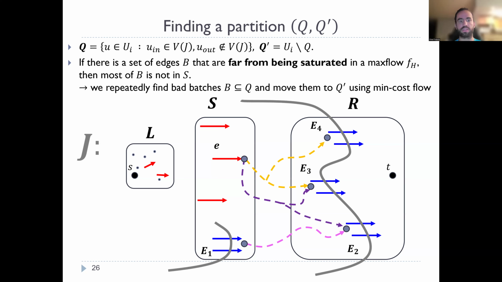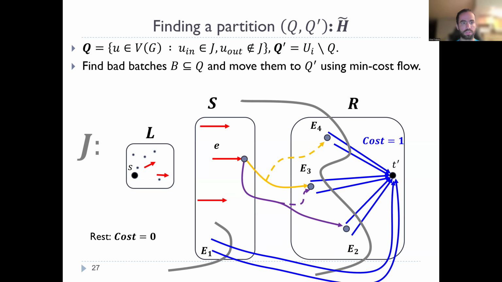So we know that they're not in S, and so what we do is we repeatedly find such bad batches of edges B, and then move them from Q to Q prime. And the way that we do it is using minimum cost flow. Now let me show you how this works.